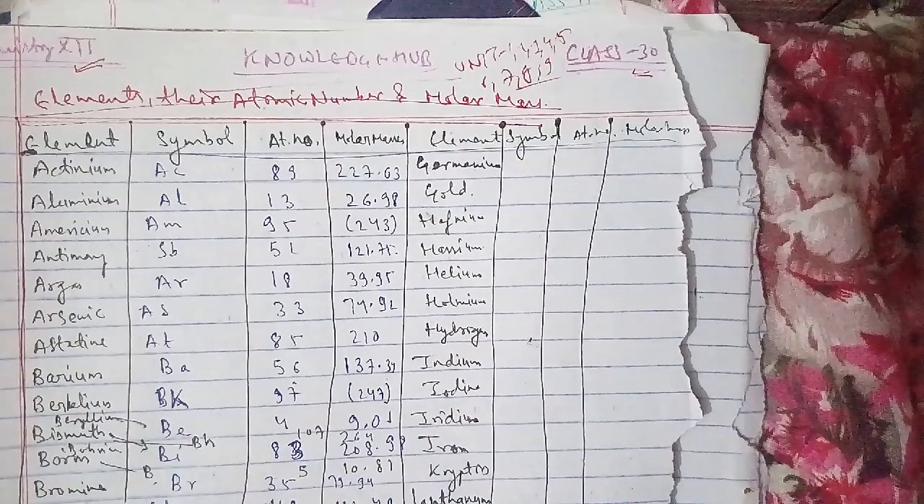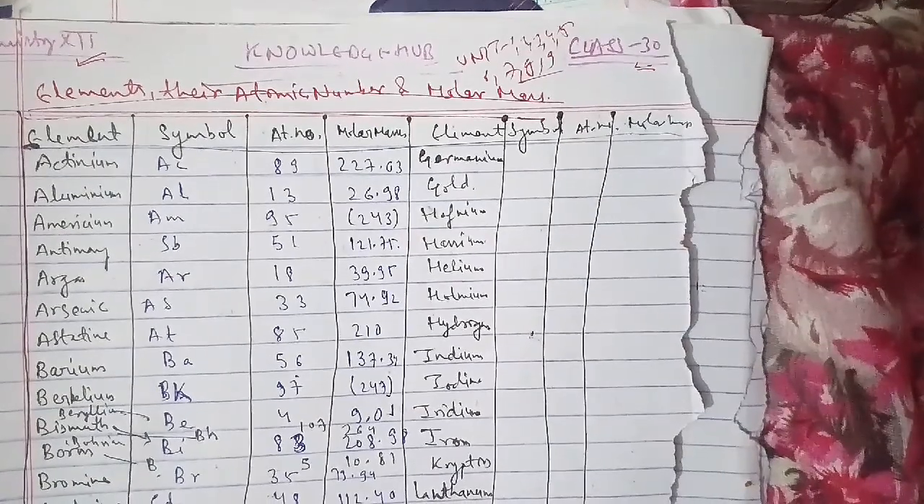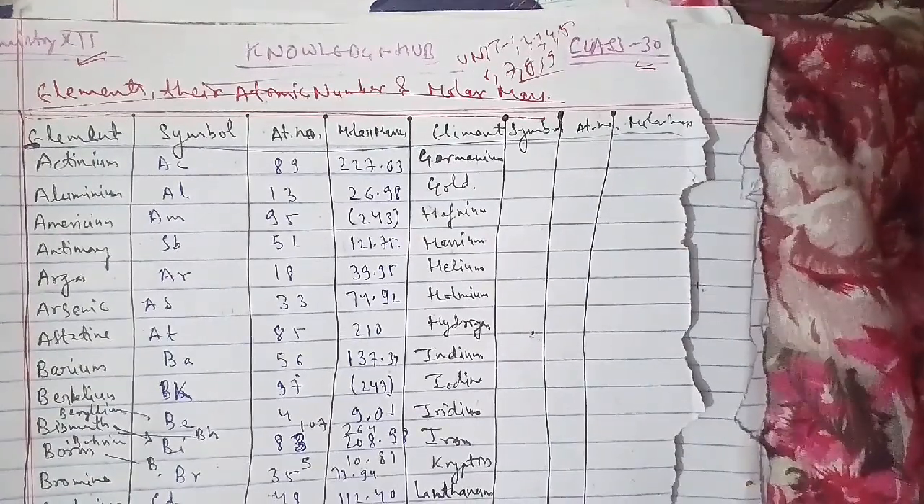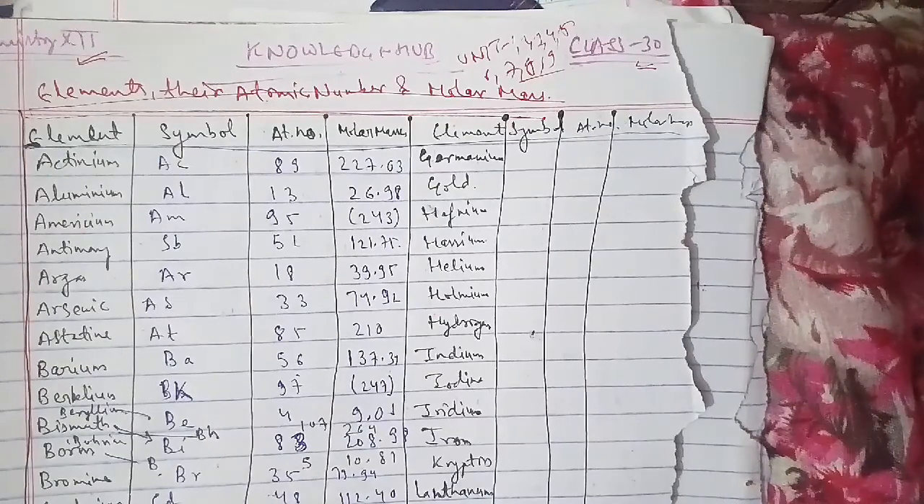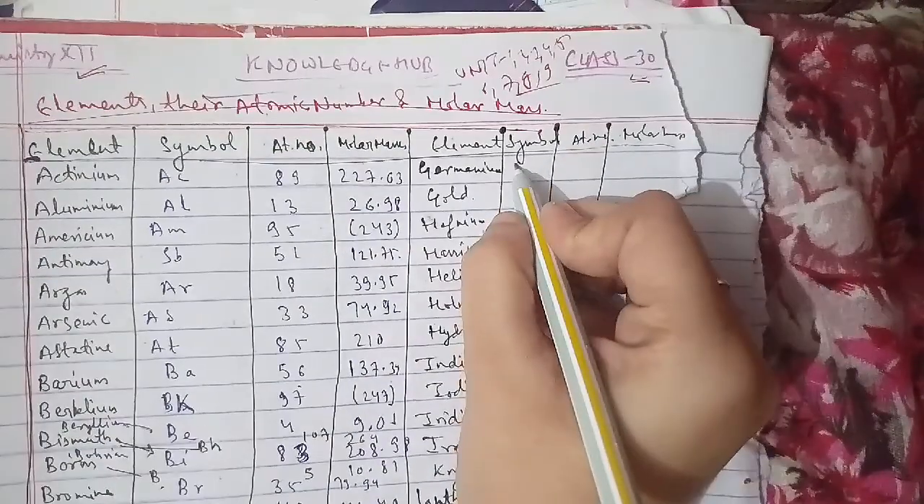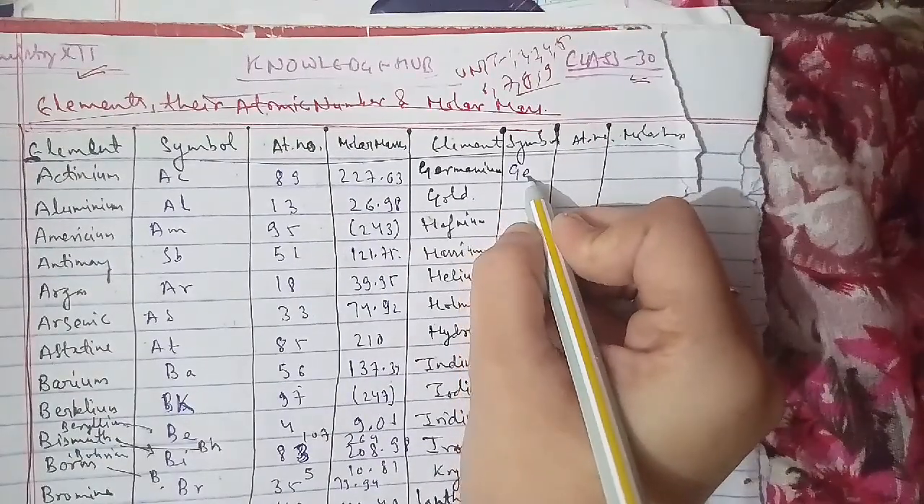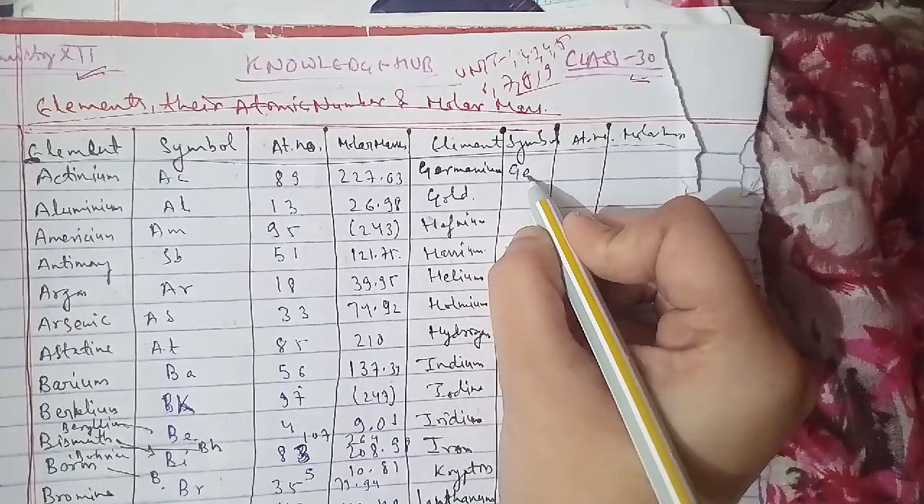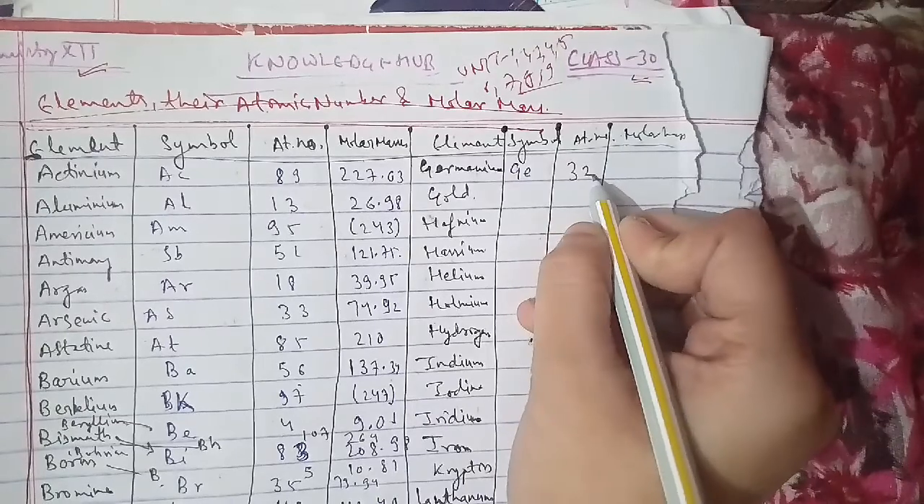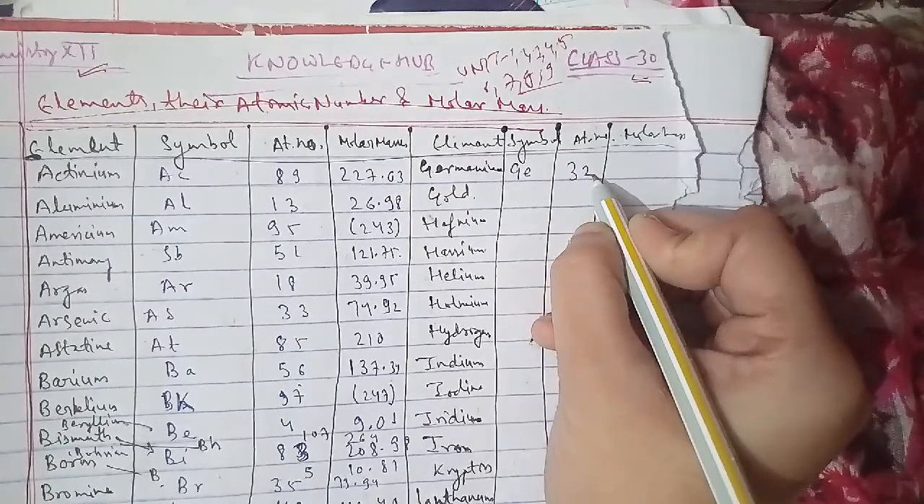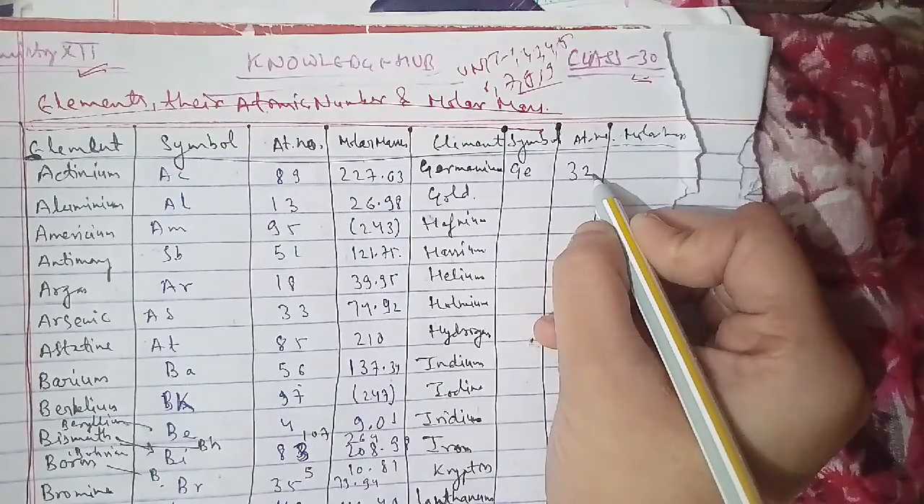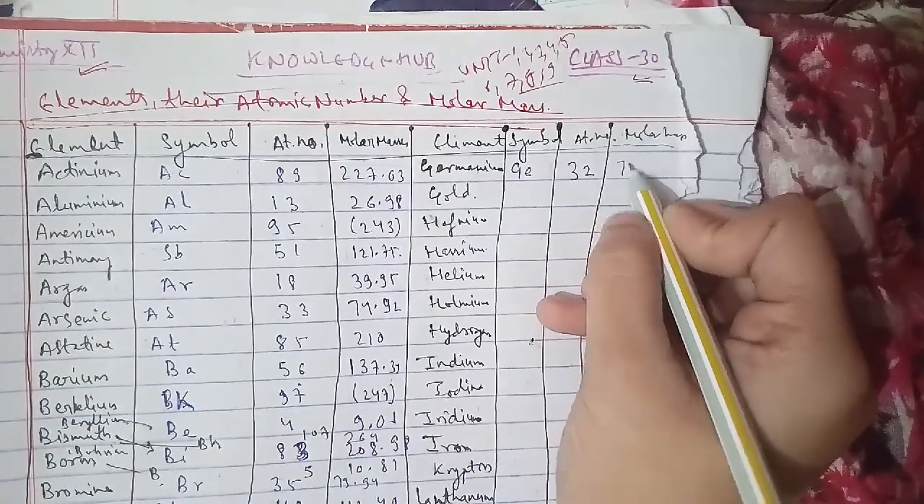Next is hassium, symbol Hs, atomic number 108, molar mass 269. Talking about helium, which is He, atomic number 2, molar mass 4.00. For holmium, it is Ho, atomic number 67, and this is 164.93.